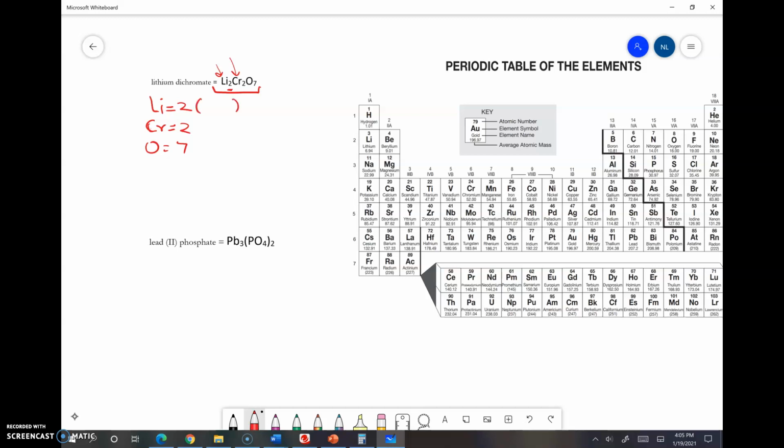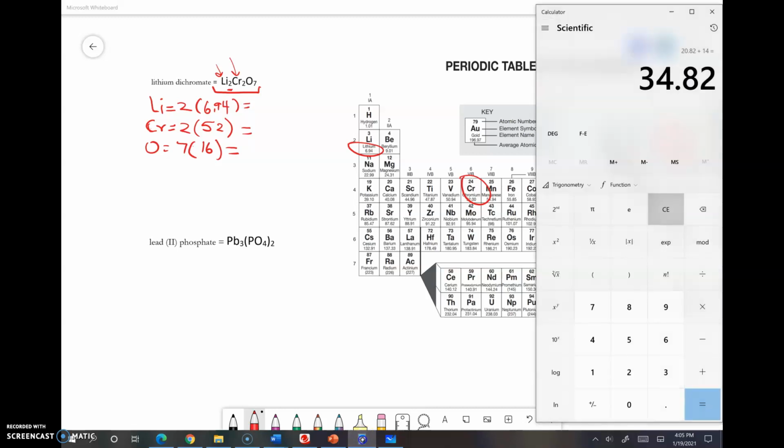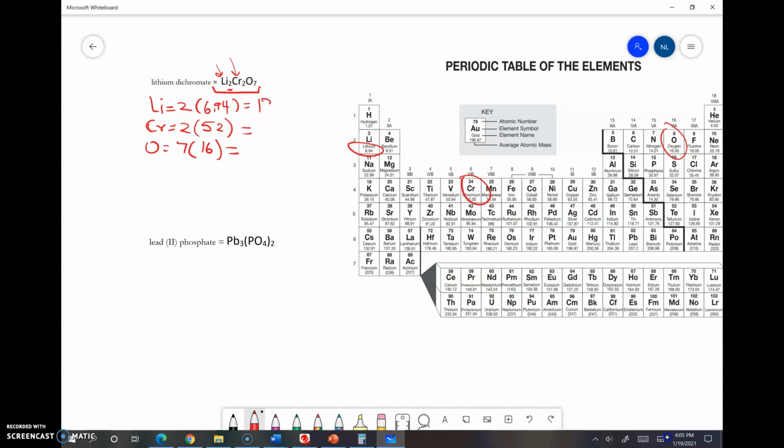Then comes the average atomic mass. For lithium, it's right here, 6.94. For chromium, it's right here, 52. Remember, the bigger number is the average atomic mass. And for oxygen, it's 16. So then go ahead and get your calculator. You will do 6.94 times 2, and then go ahead and put that here.